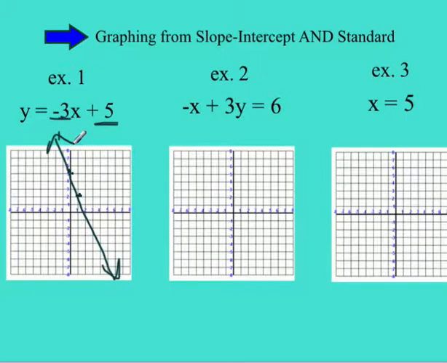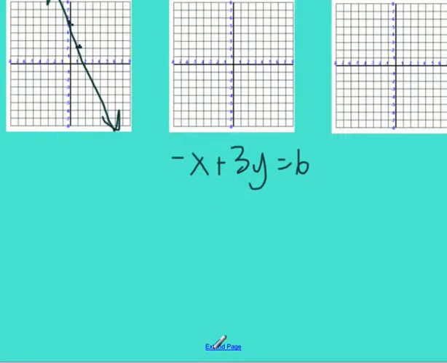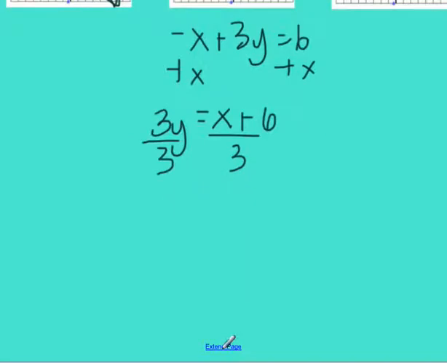Now, for example number 2, negative x plus 3y is equal to 6. In order to graph that, we have to solve for y. So I'm going to start by adding x to both sides. I want to get y on a side completely by itself. So then I have 3y is equal to x plus 6. Next thing I'm going to do is divide both sides by 3. And then I get y is equal to x over 3, which I'm going to write as 1/3 x because that helps me to see my slope. And then 6 divided by 3 is 2.